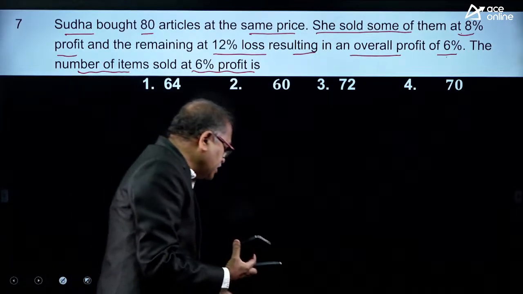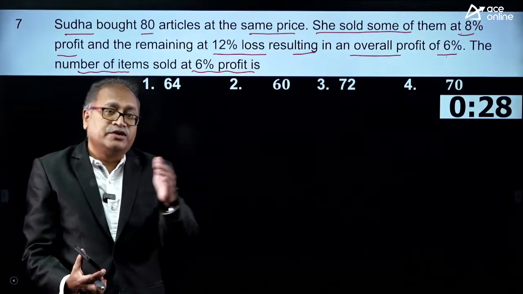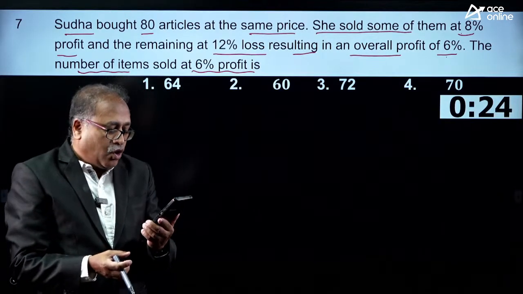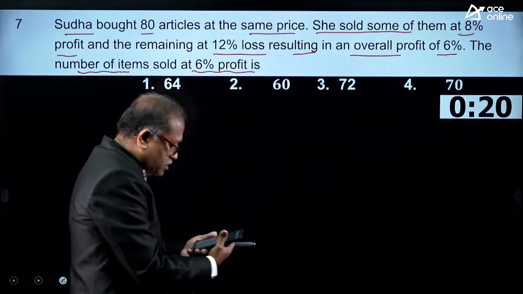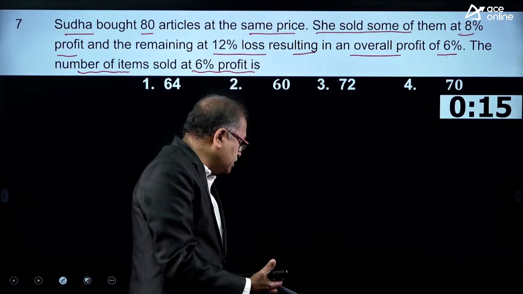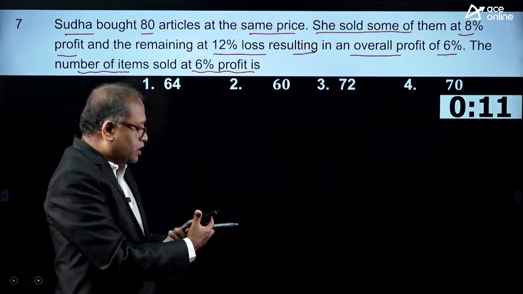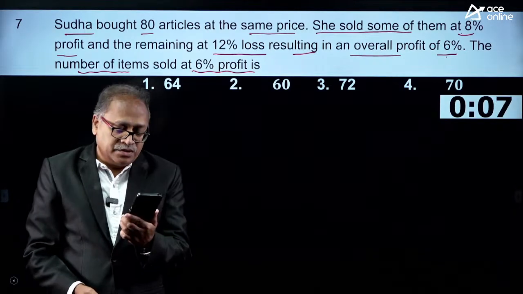Come on, my dear friends. The moment it strikes in your mind, it's the alligation mixture method. Within 10 or 15 seconds, you will answer the question. Appal Naidu has said 60 is the answer. Will you please check your answer, my dear brother?